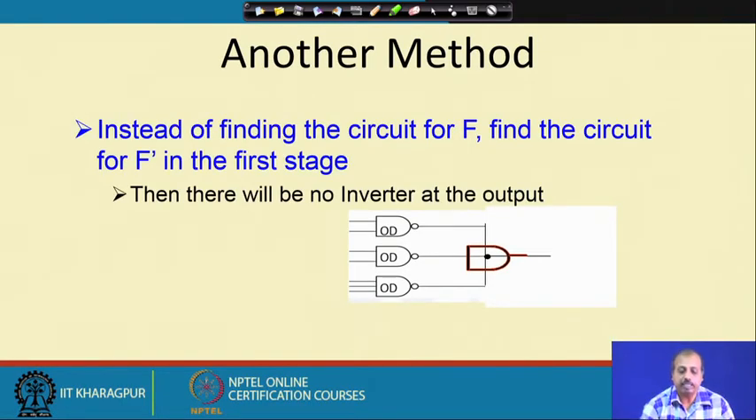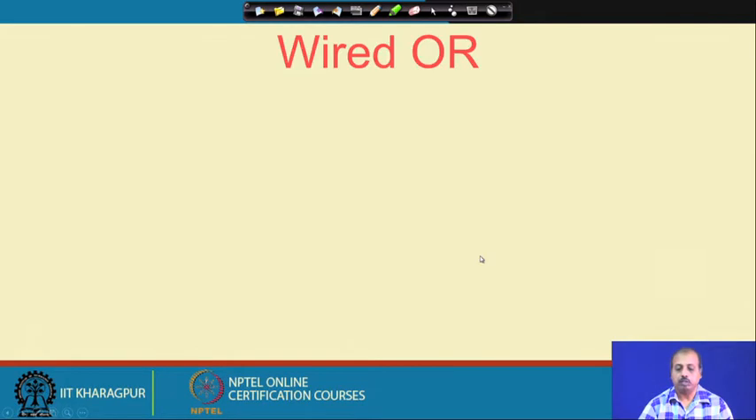Another method may be like this: instead of finding the circuit for F, the circuit for F dash is found in the first stage, and then there will be no inverter at the output. So, we can do it for F dash instead of F, and then we proceed like this, and in that case I do not need the inverter at the output.